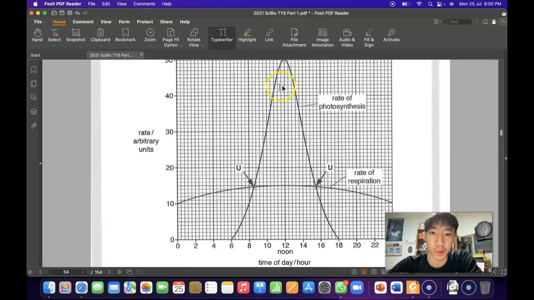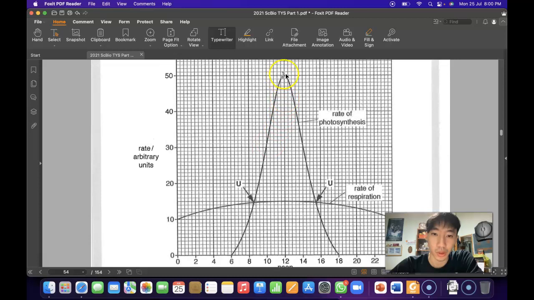Okay, then why is the rate of photosynthesis only starting at 6 a.m.? That's because that's when the sun rises, right? Okay, so roughly around then. The sun rises, and then the rate of photosynthesis goes up all the way until about noon, where the sun is at its peak, right? Its light intensity is brightest at noon.